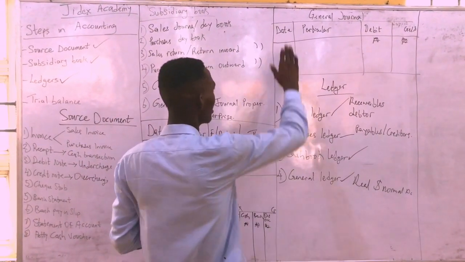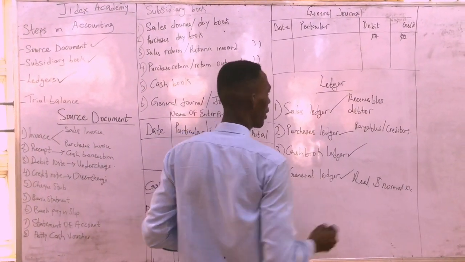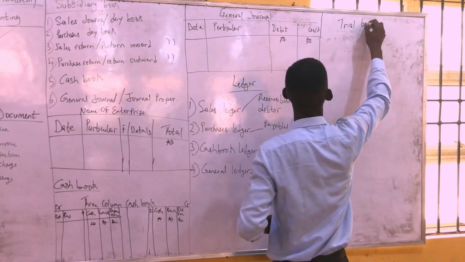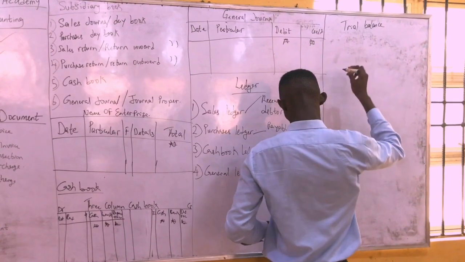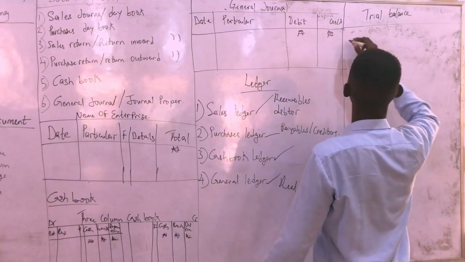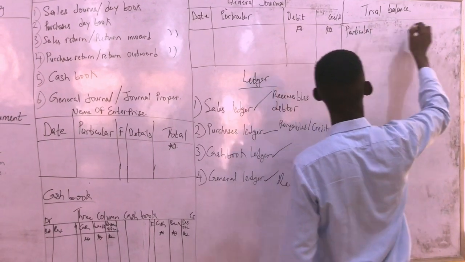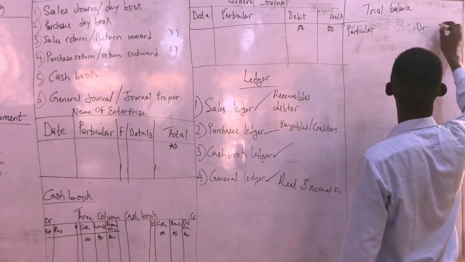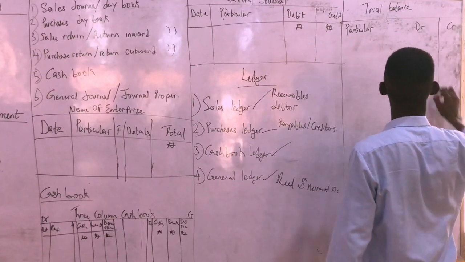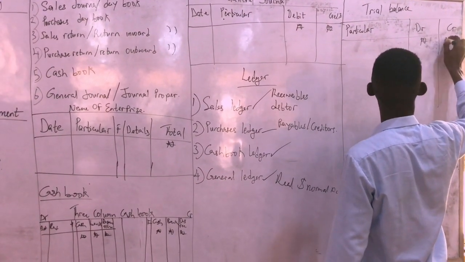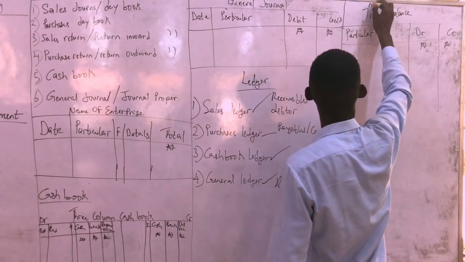And this is the format for it too. The difference there is that date will not be there. So the format for trial balance is just particular, debit and credit. The currency sign and the name of the enterprise.